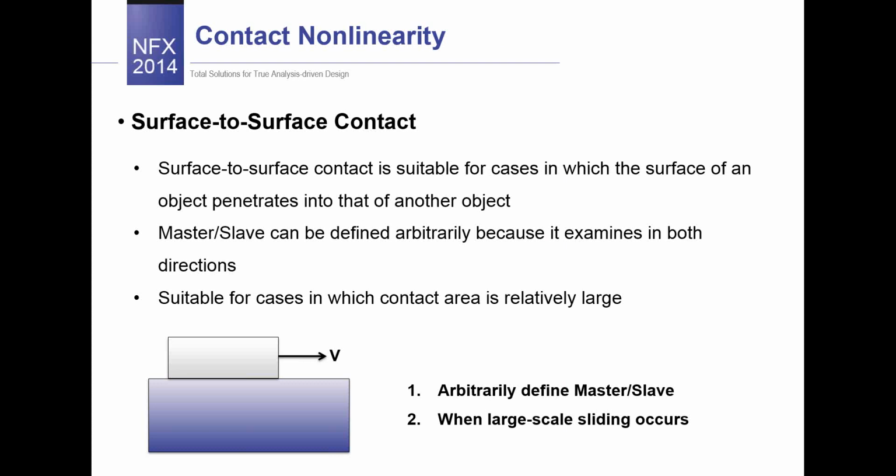The first one is called surface-to-surface contact and is suitable for cases in which the structure of an object penetrates into another object. There is a need to define the master and slave segments for the surfaces in the contact pair because they determine the direction of the contact elements. This type of contact is commonly used when the contact area of the contacting surfaces is relatively large.